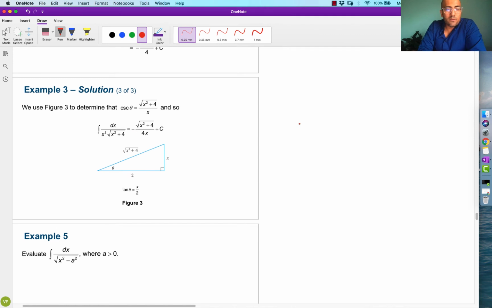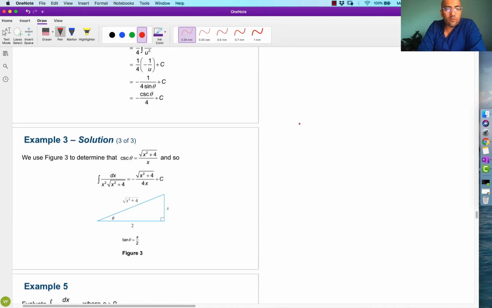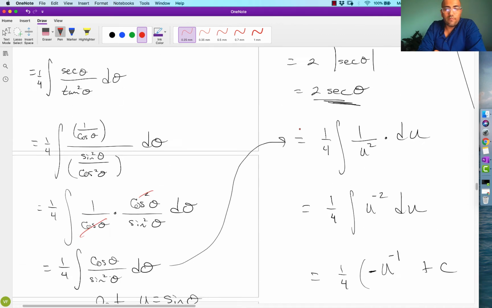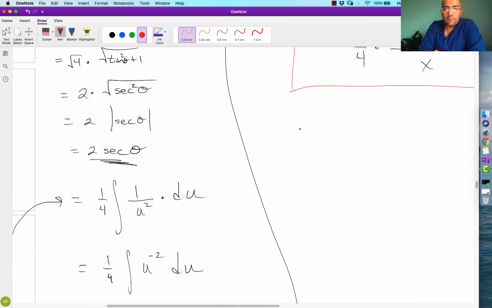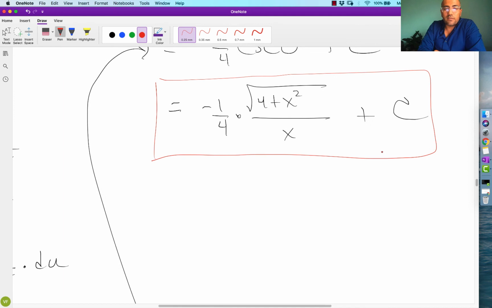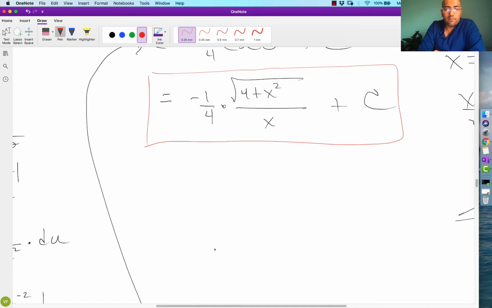Minus x squared plus 4 over 4x. Uh-oh, did I mess up somewhere? I think I missed the 4 somewhere? Over 4x. No, that's fine. So 4x plus a constant. Yep, same thing.